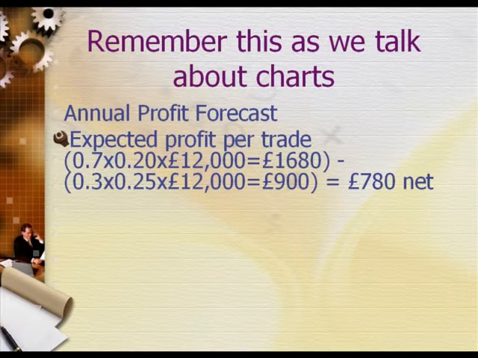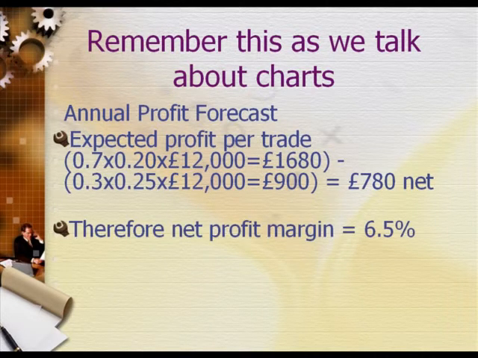It's a simplification to give us some idea as to whether our business plan works, whether all this charting and all the effort we're about to go into is worth our while. Expected profit per trade is therefore £780. Therefore, your net profit margin is 6.5% per trade. That's just 780 over the amount of money you're risking each time. Fine, that's just a side issue.